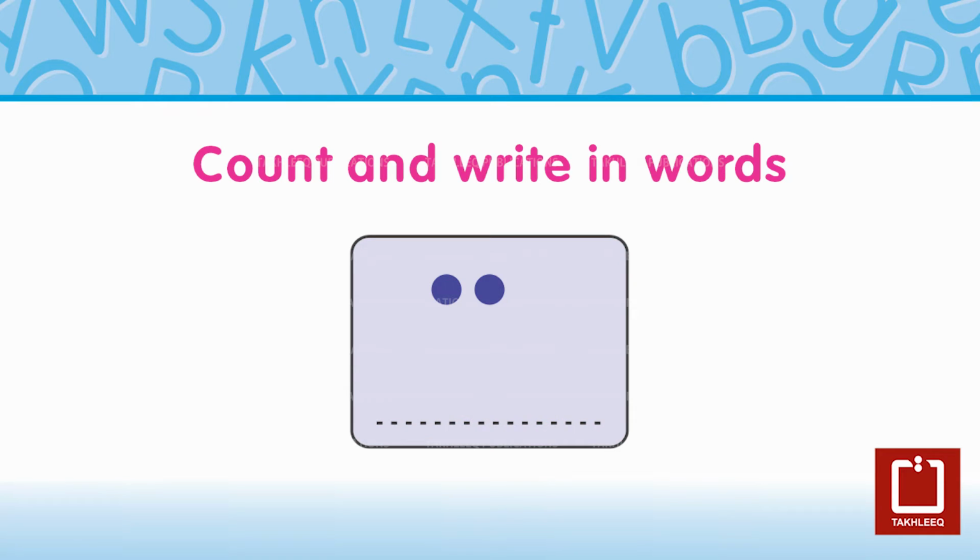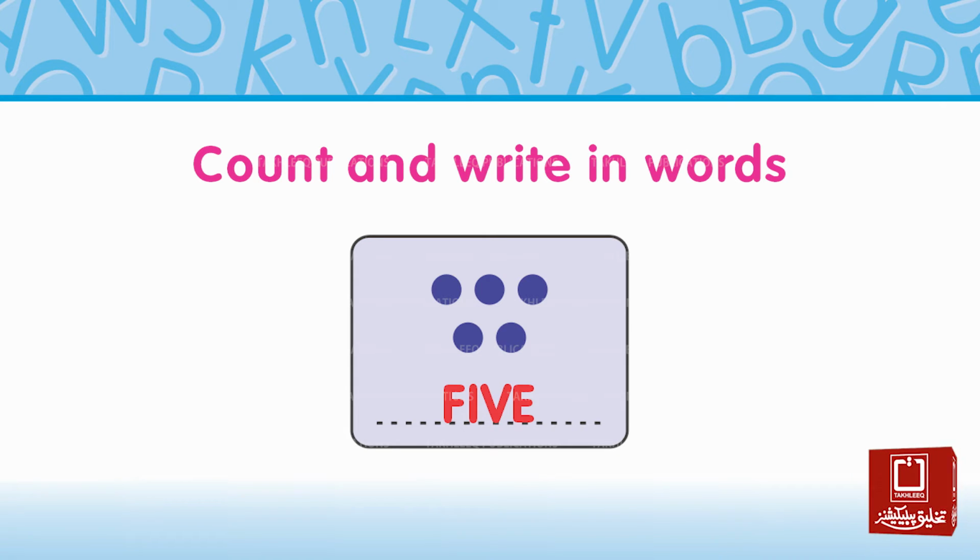1, 2, 3, 4, 5. Here are 5 dots. The spellings of 5 are F, I, V, E. 5. We write here F, I, V, E.